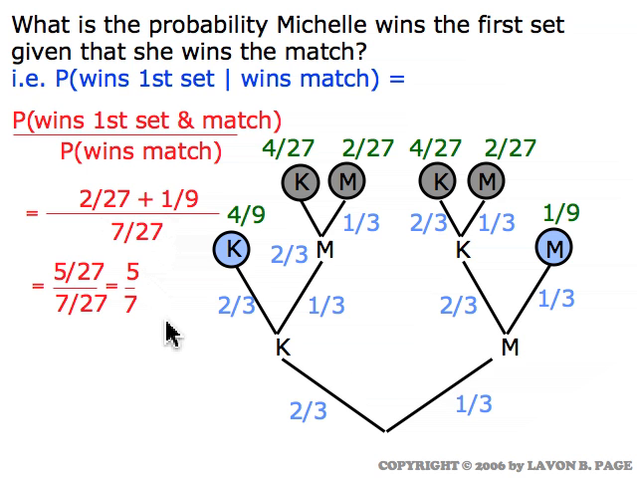So if we know that Michelle wins the match, then it's really quite likely that she had to win the first set in order to do that.